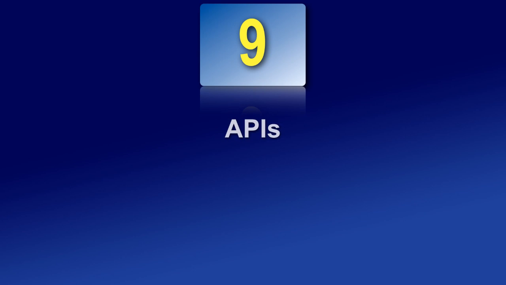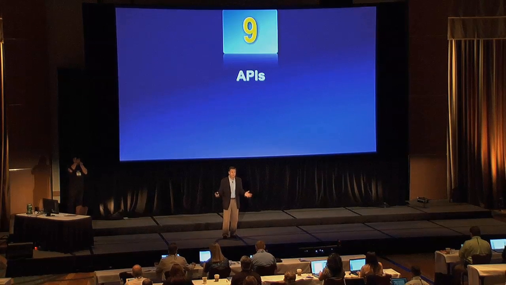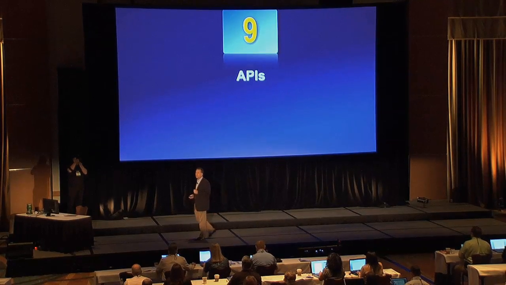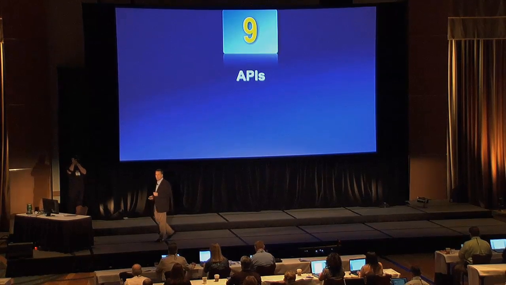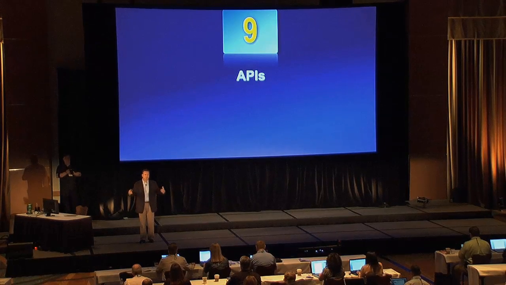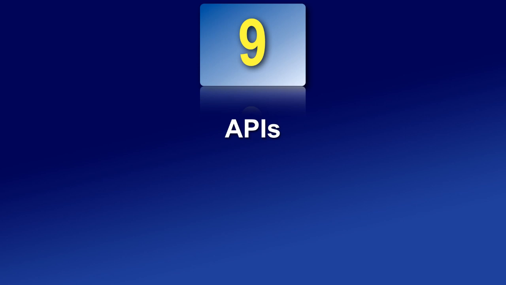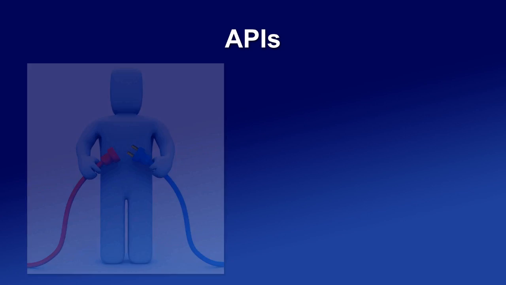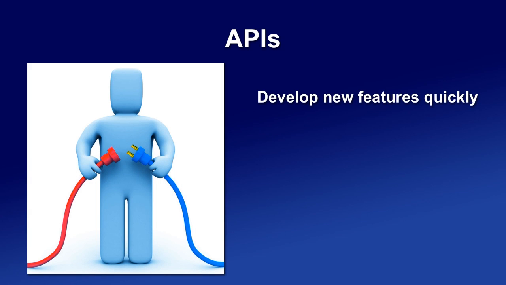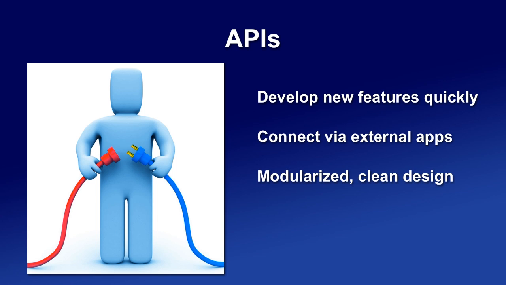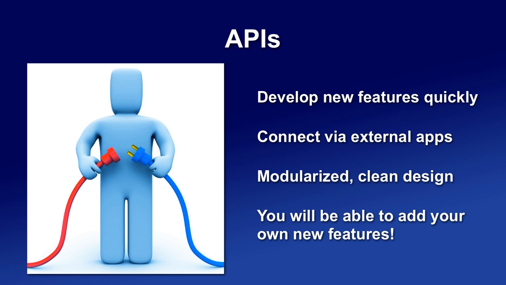Number 9 is APIs. So as I mentioned, we're really excited about this. This opens up a tremendous amount of value to all of you, and it allows us to do some things that were difficult for us to do before without changing versions and continuing to do upgrades. Here's how it works. So APIs allow us and you to develop new features quickly. You can connect to external applications more easily. They're modularized, they're clean, they're easy to understand and use. And if you're a developer, you're going to love them because you'll be able to add your own new features.